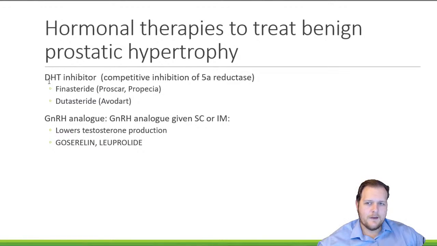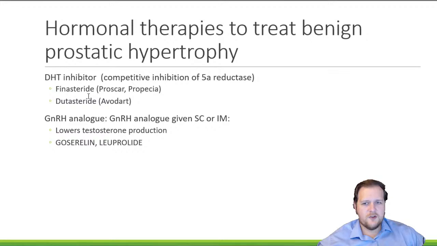I mentioned you can have the DHT-blocking drugs, basically the 5-alpha reductase inhibitors that block the production of DHT. This is going to be used a lot in benign prostatic hypertrophy, which we'll talk about later on in the urology section, probably next semester, I think. But this includes finasteride and dutasteride.